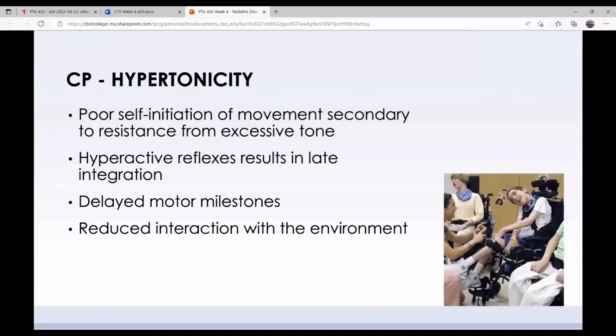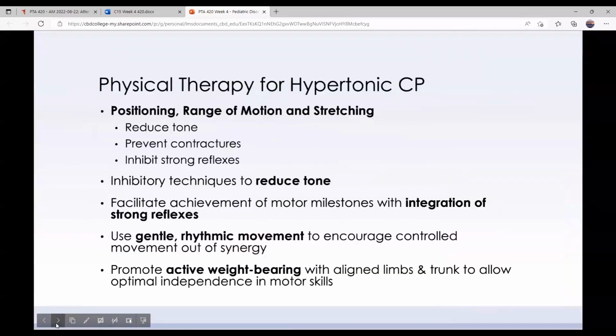So for PT treatment: positioning, range of motion, and stretching to prevent fracture; inhibitory techniques to reduce tone; facilitate achievement of motor milestones with integration of strong reflexes; use gentle and rhythmic movement to encourage controlled movement out of synergy; promote active weight bearing with aligned limbs and trunk, to allow optimal independence in motor skills.